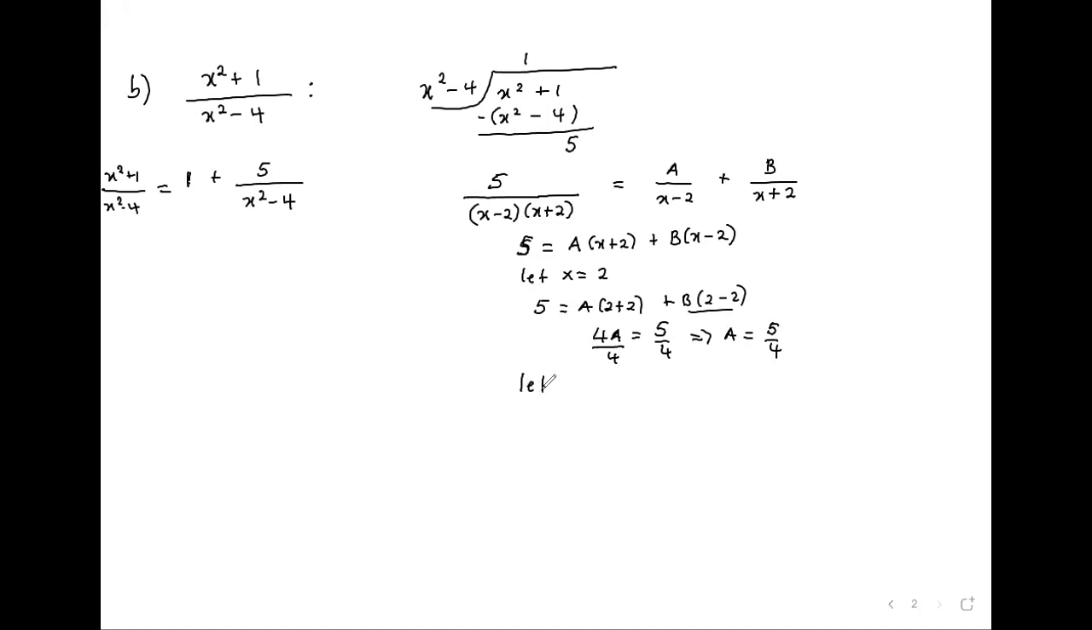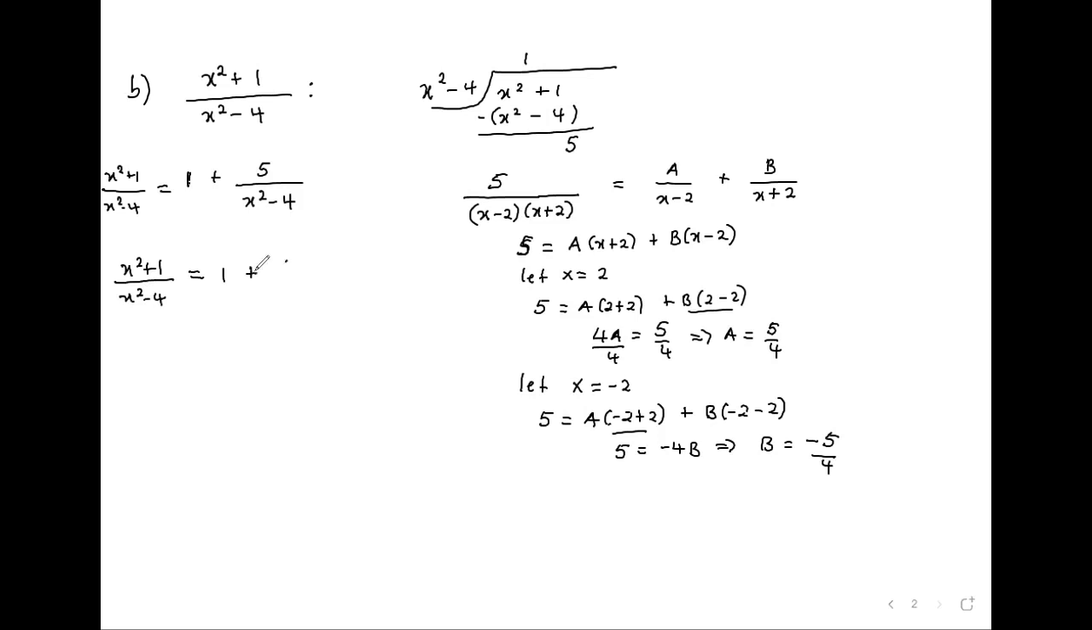We go back and let x be -2. We have 5 is equal to a(-2 + 2) + b(-2 - 2). This is 0. So we have 5 is equal to -4b, implying that b is equal to -5 over 4. So here, (x squared + 1) over (x squared - 4) is equal to 1. What is a? A is 5 over 4(x - 2). B is -5 over 4(x + 2). So this is the partial fraction of the other guy on the left.